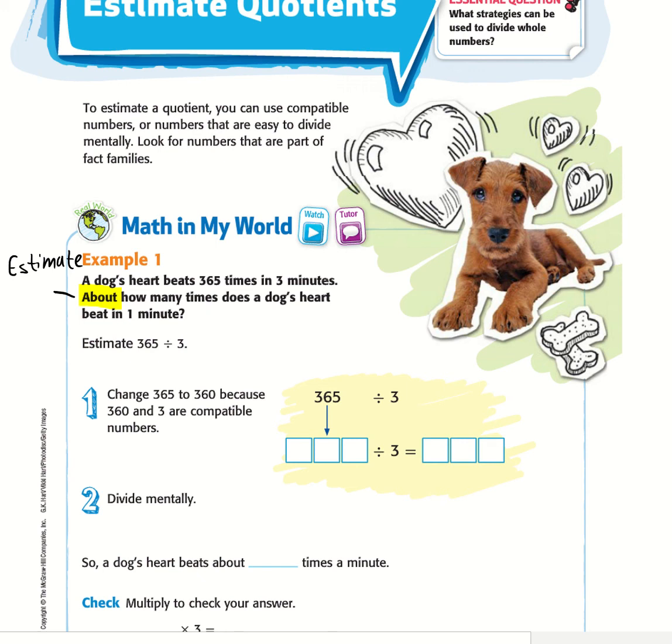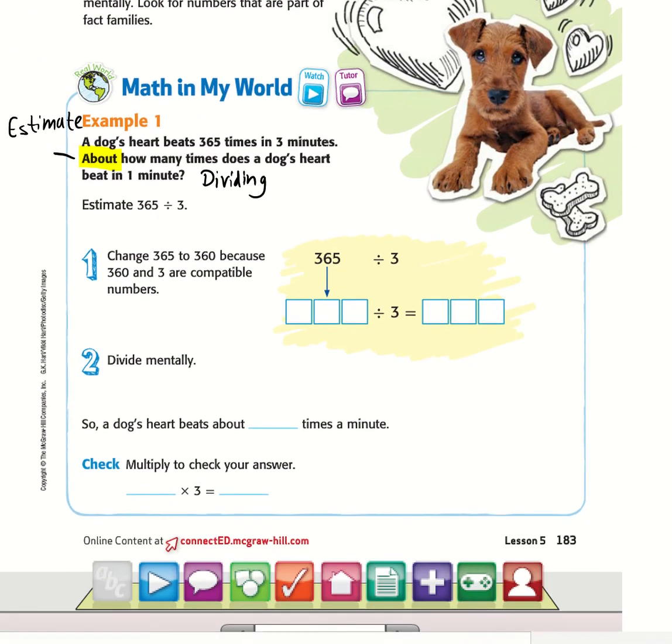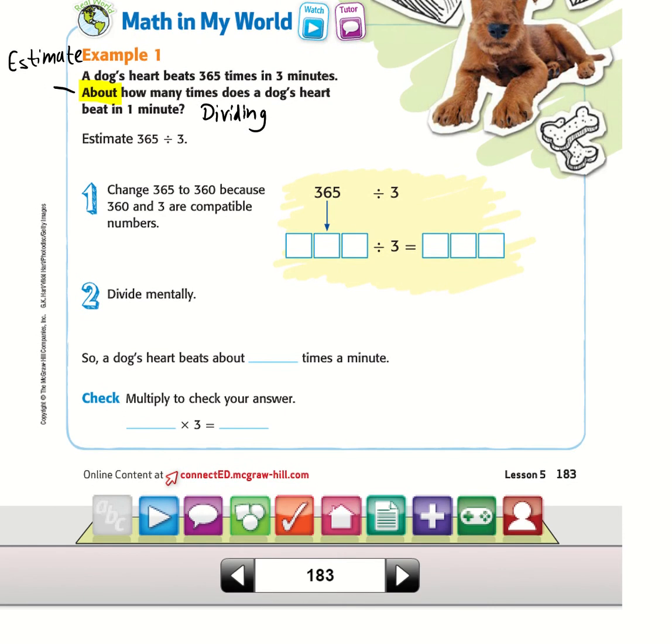So that means we are dividing. And of course, since it says quotients, that also tells us that we're dividing from the title of the chapter. So it says estimate 365 divided by 3.